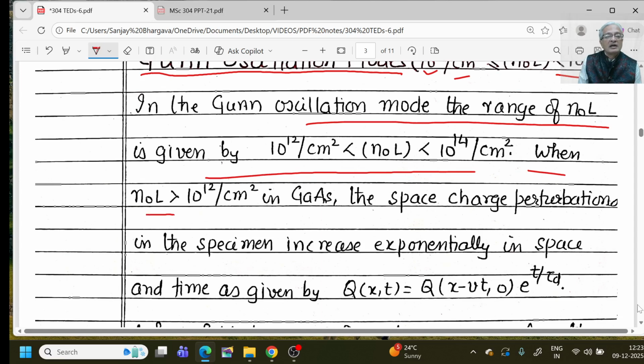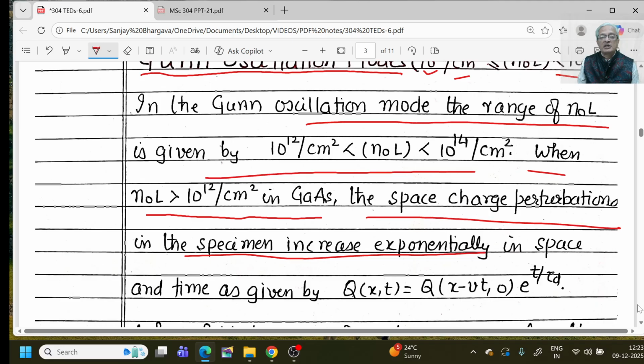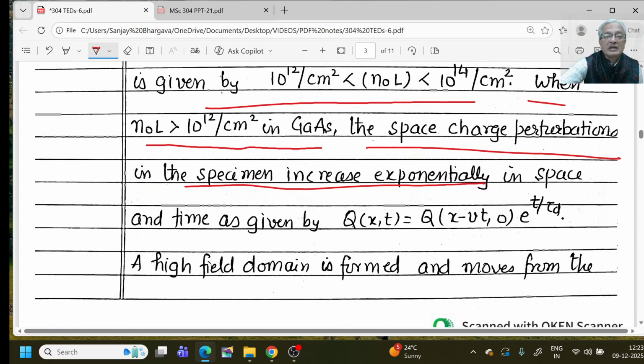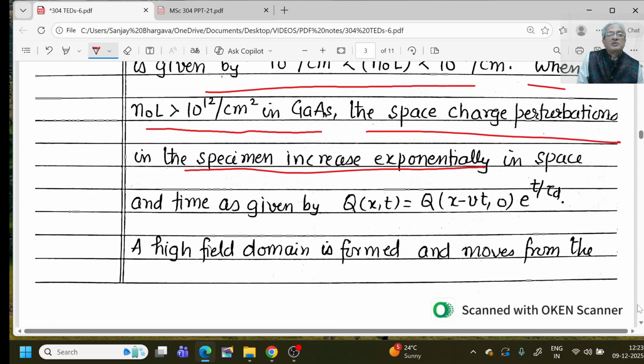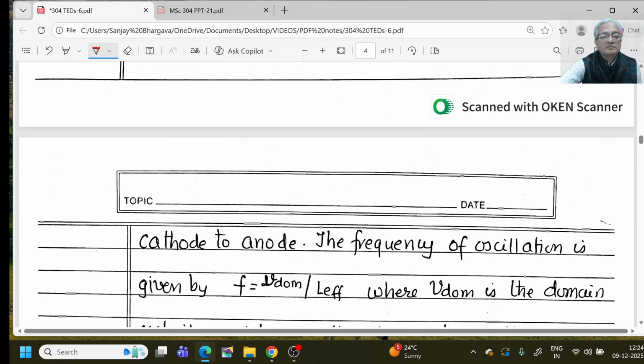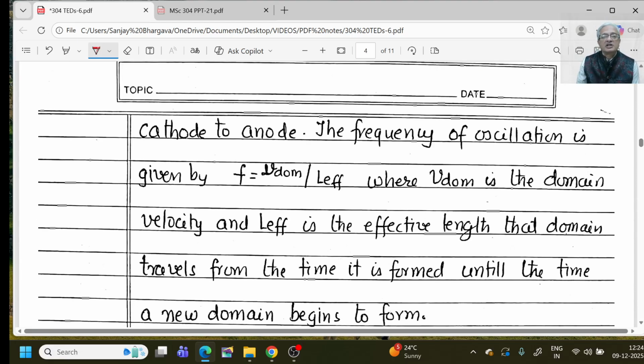When N0L is greater than 10 raised to the power 12 per centimeter square in gallium arsenide, the space charge perturbation in the specimen increases exponentially. So if you want a space charge to increase, then N0L must be greater than 10 raised to the power 12 per centimeter square. The space charge perturbation increases exponentially in space and time as given by Q(x,t) is equal to Q(x minus Vt0) e power t upon tau d. A high field domain is formed and moves from the cathode to anode under this condition.